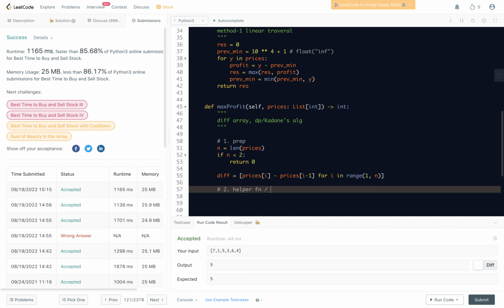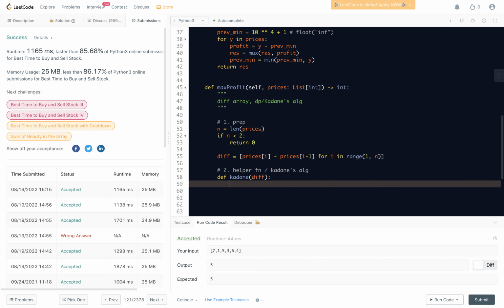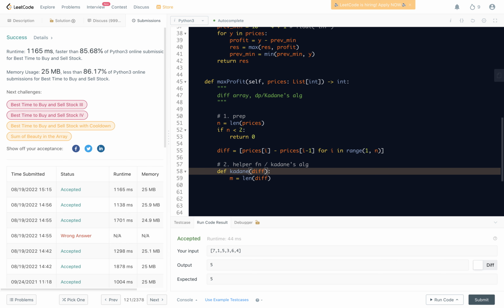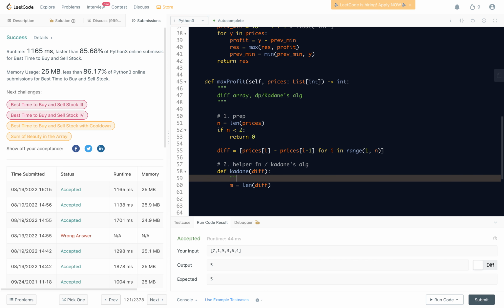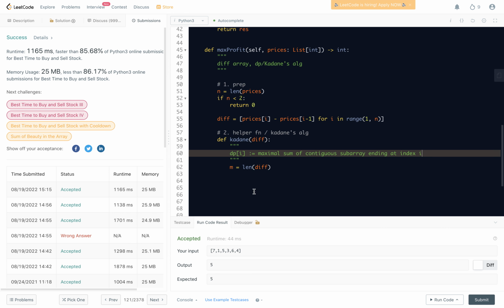to make the solution modularized. The helper function is nothing but Kadane's algorithm. So let's call it Kadane. We're going to accept a variable, let's call it diff, and let's write the length of diff as m. So let's write it in a generic function. Here I'm going to use dp. dp[i] will be the maximal sum of contiguous subarray ending at index i.